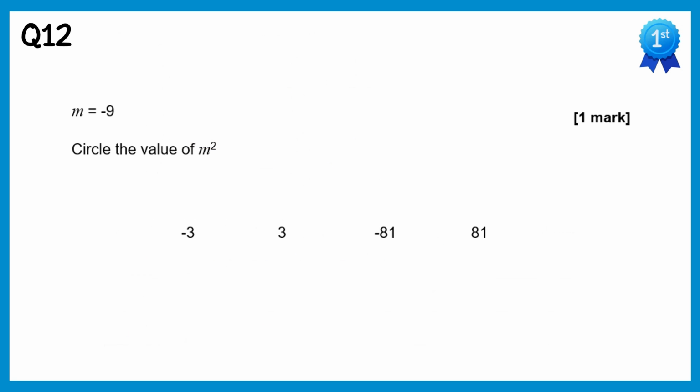In this question, we need to find the value of m squared when m is -9. When you square a number, you times it by itself, so -9 times -9. When you multiply a negative by a negative, you get a positive, so the answer to this is positive 81.